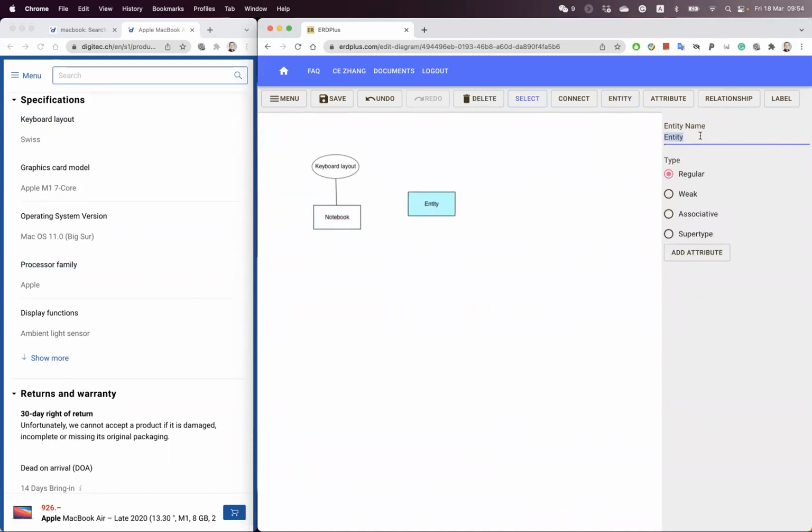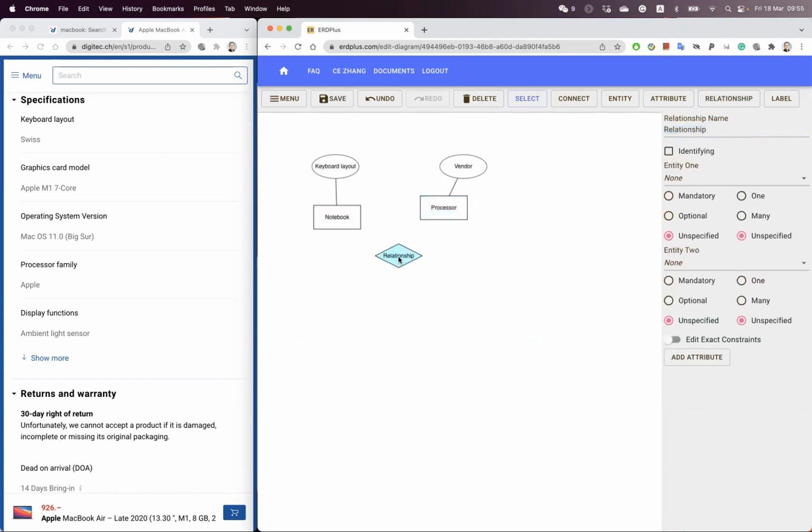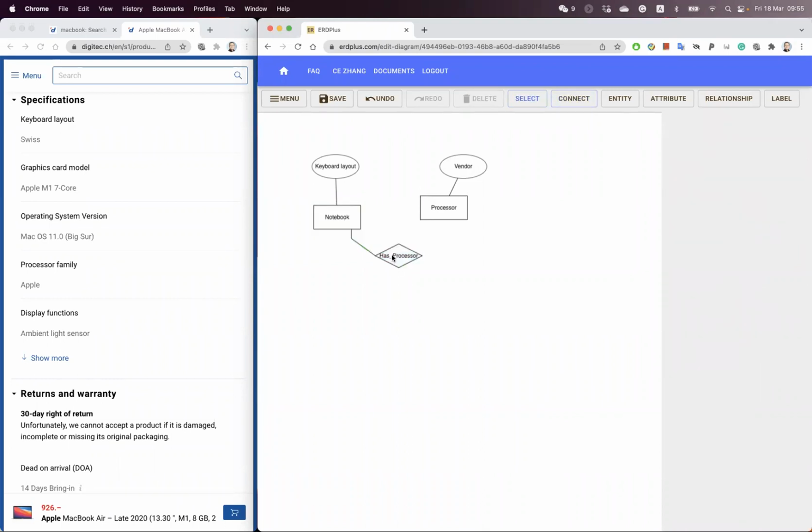You can say I have different types of processors, and for each processor you have some attributes associated with it. Maybe that is the vendor, for example Apple or Intel. And one notebook can be associated with one and only one processor. So these are two different entity sets, and I can have one relationship to connect them. Maybe the relationship is has processor, and that connects these two different entity sets.